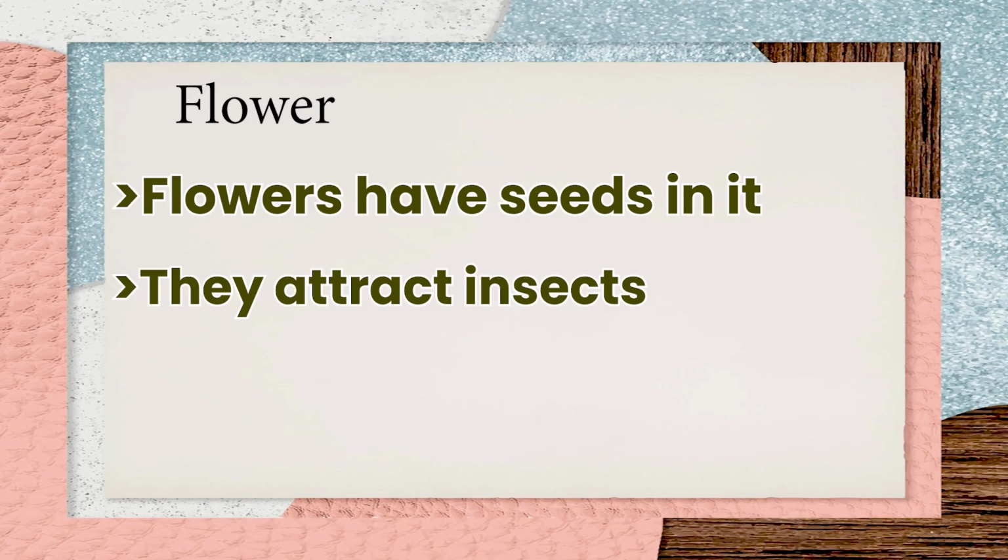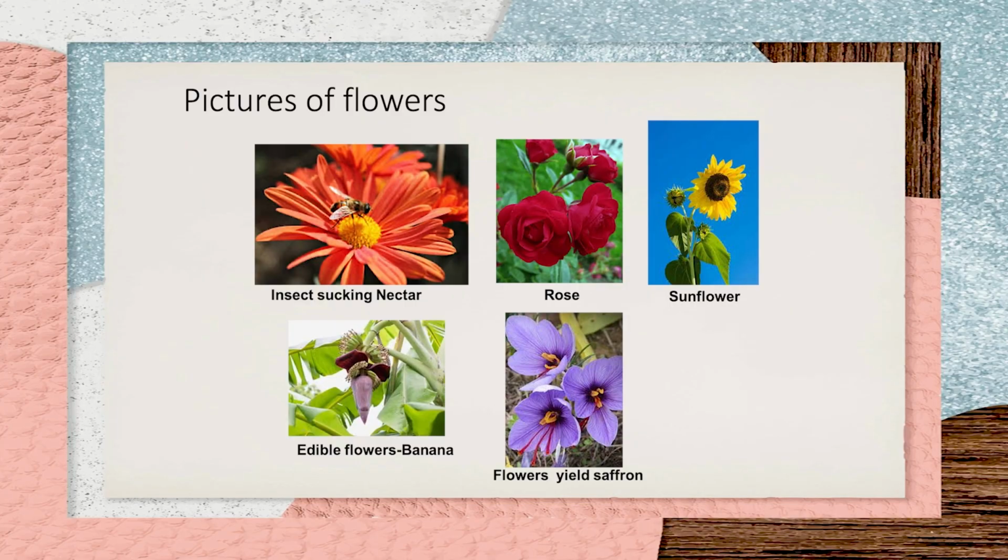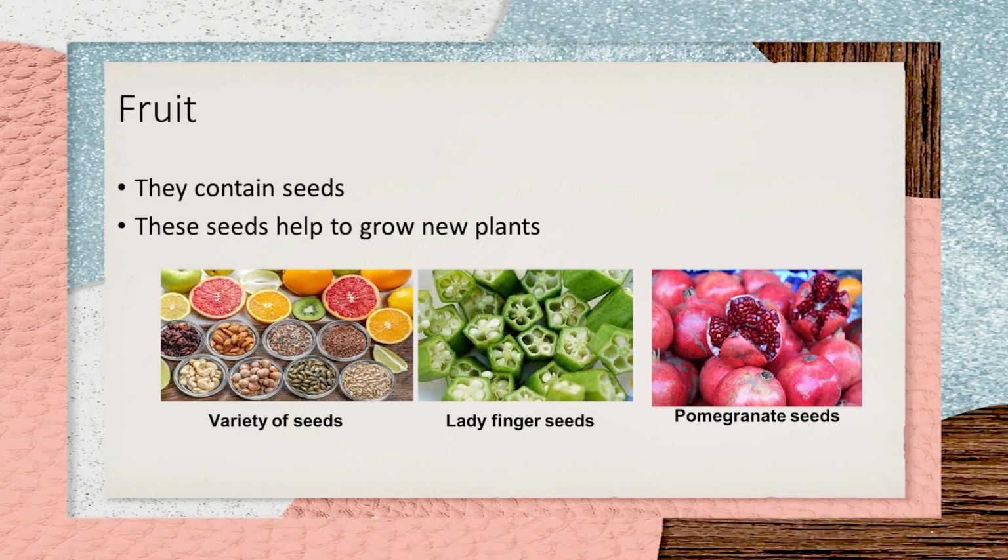Likewise, insects are also attracted by the color and fragrance of flowers. Flowers have juice called nectar, and insects like honeybees and butterflies have that nectar as food. Flowers are also eaten in the form of vegetables. For example, banana flower, kachnar, drumstick flowers are used to make special recipes. Most of the flowers grow into fruits and vegetables.